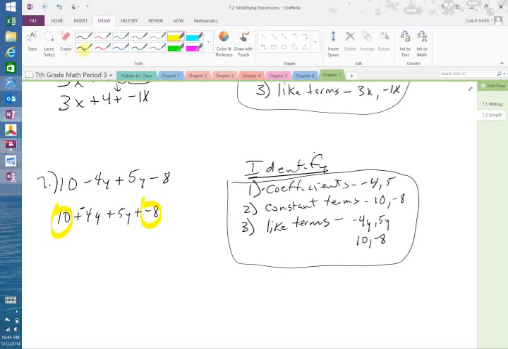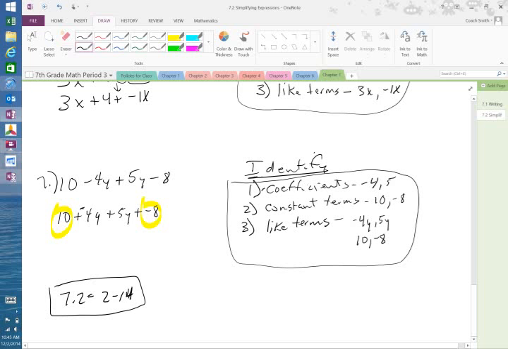Now, your homework, we're dividing this up into 2 days. We're going to do 7.2, 2 through 14. Okay? 6, 7, and 8, you've got to do like we did 6 and 7. Okay? You may go.